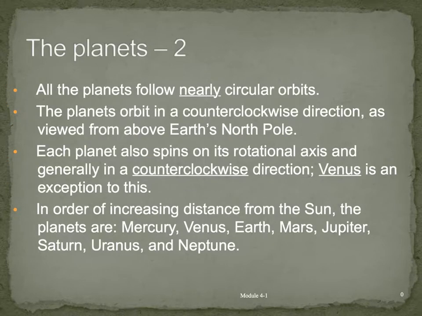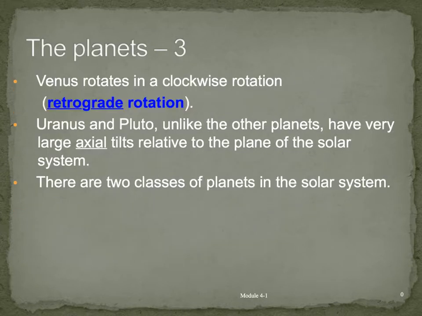All planets follow nearly circular orbits. Technically, they're ellipses, but they are very close to circular. The planets orbit in a counterclockwise direction when viewed from the Earth's north pole. Each planet also spins on its rotational axis, generally in a counterclockwise direction. Venus is an exception to this rule. Venus rotates in a clockwise rotation. This is called retrograde rotation. Uranus and Pluto, unlike other planets, have very large axial tilts relative to the plane of the solar system.